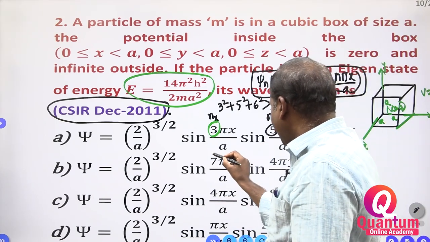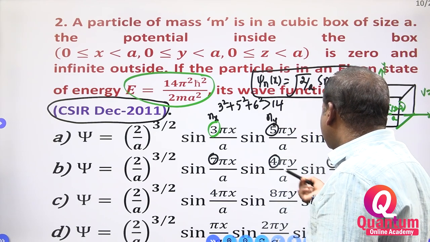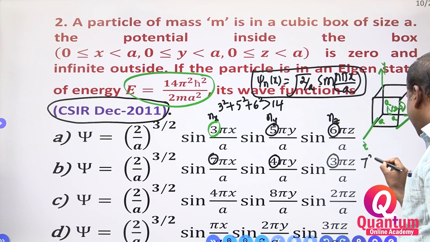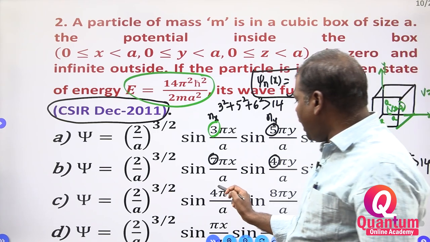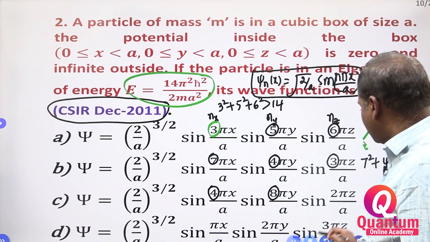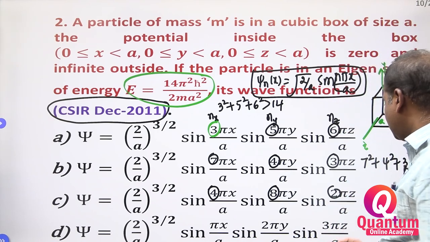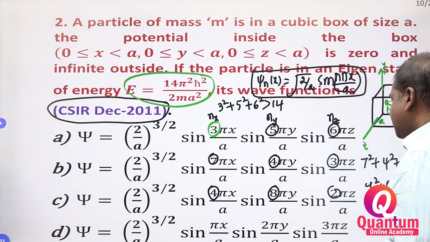Now you have to see: 7 square, 4 square, 3 square. It is also exceeding. 7 square plus 4 square plus 3 square exceeds 14. Now you are able to see nx is equal to 4, ny is equal to 8, nz is equal to 2. 4 square plus 8 square plus 2 square is greater than 16.